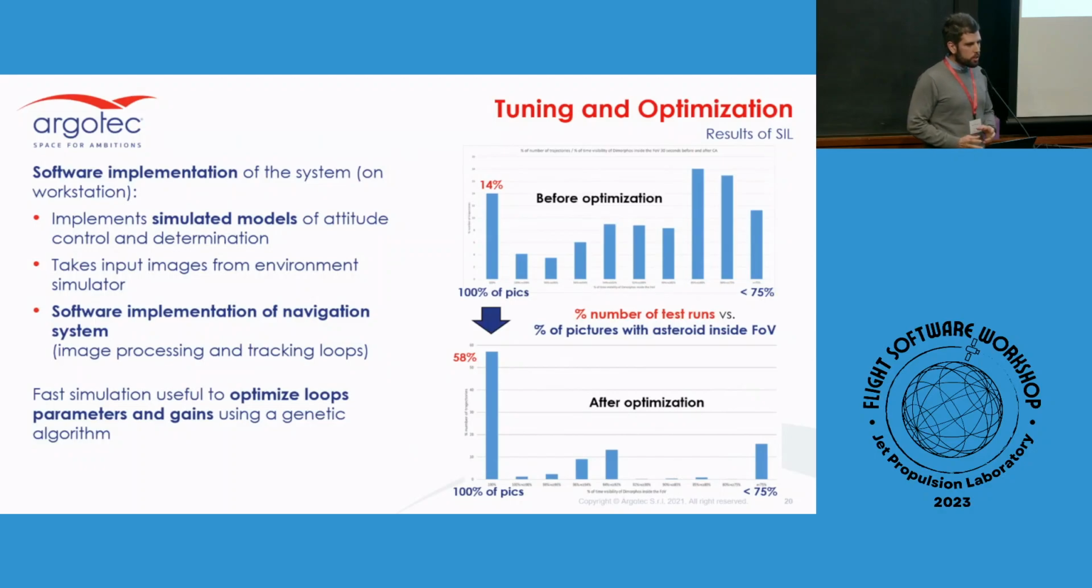So it's quite tricky, I know, but in the end it's to maximize the likelihood of having the asteroid in the field of view for the maximum time possible. And as such, we went through an optimization phase using the software implementation, which allowed us to execute the simulation as fast as possible instead of waiting for the real timings on the hardware. And using this optimization phase with genetic algorithms, we've been able to improve the system a lot.